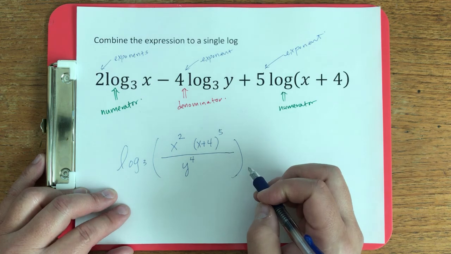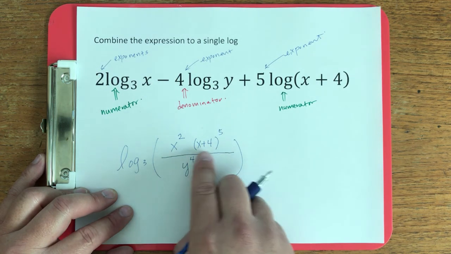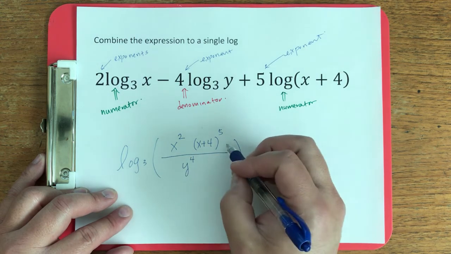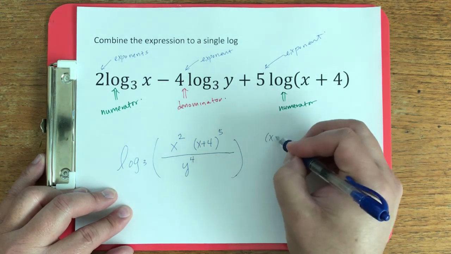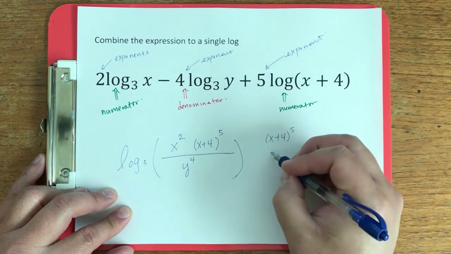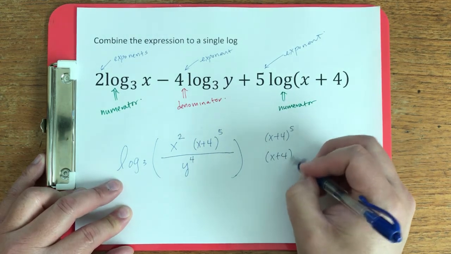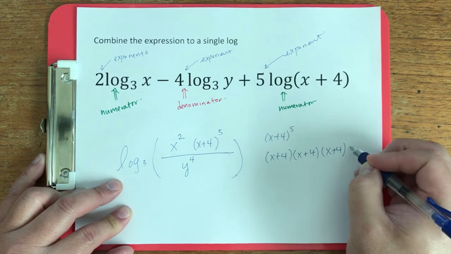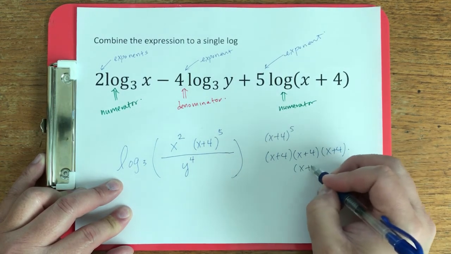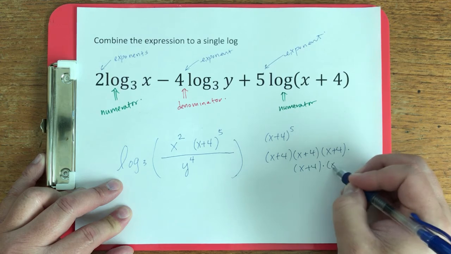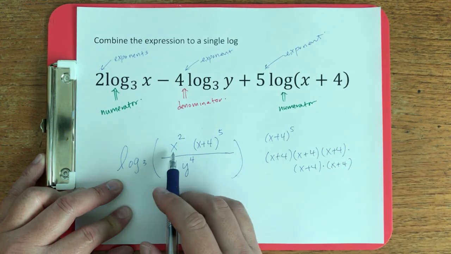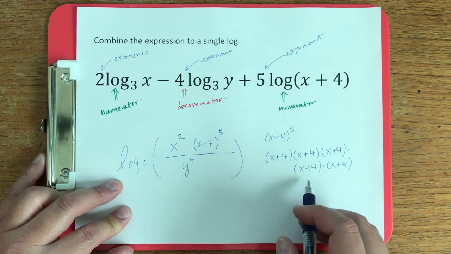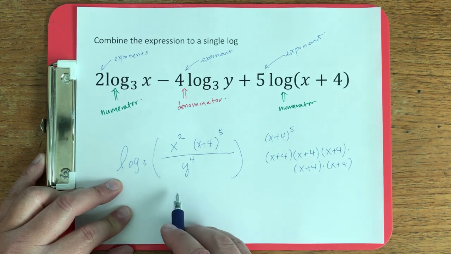Some people will make the mistake of trying to distribute this x squared into this x plus 4. You can't do that. The reason is that x plus 4 to the 5th power is equal to x plus 4 times x plus 4 times x plus 4 times x plus 4 times x plus 4. In order to distribute that x squared, you'd have to do a massive FOIL multiple times and then distribute it. So just leave your answer like that.